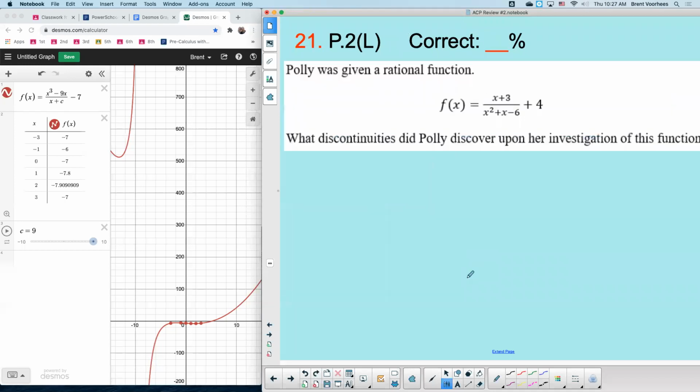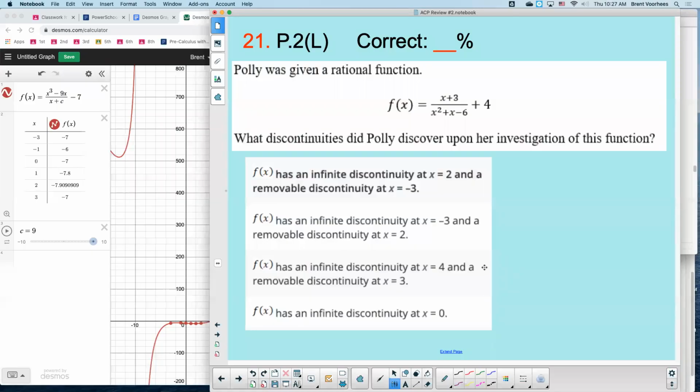All right. Here's another one. Polly is given this function. What discontinuities did Polly discover upon her investigation? So again, I'm going to pause this and I'm going to go get the answer choices here. Okay, so here's the problem. And we want to know about the discontinuity.